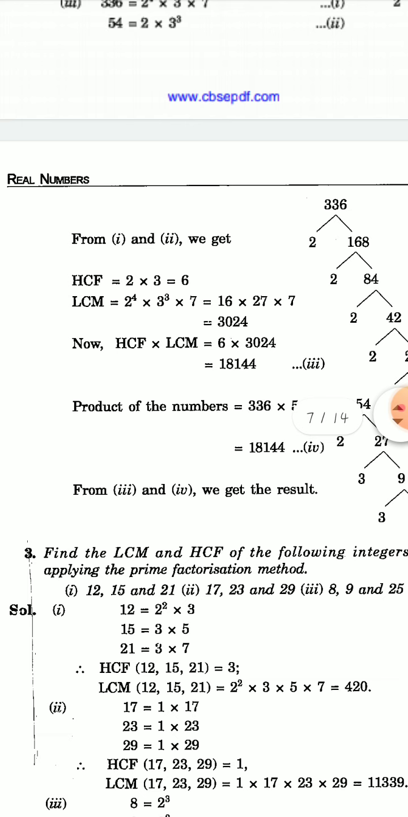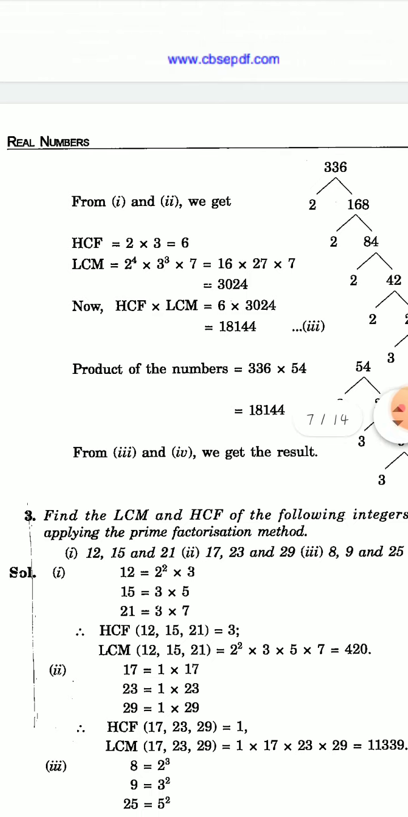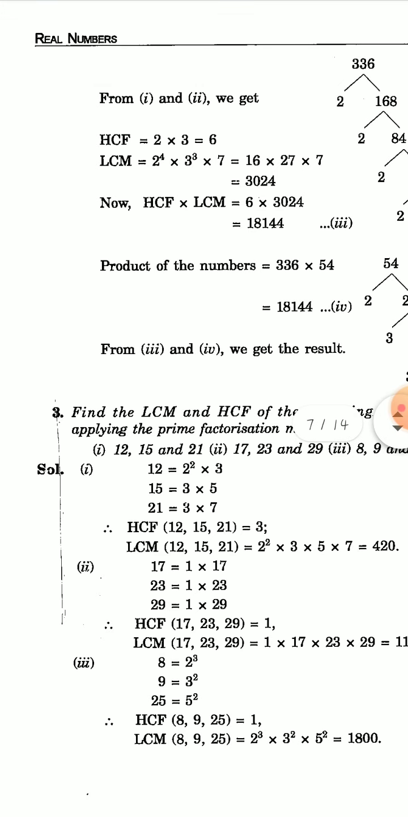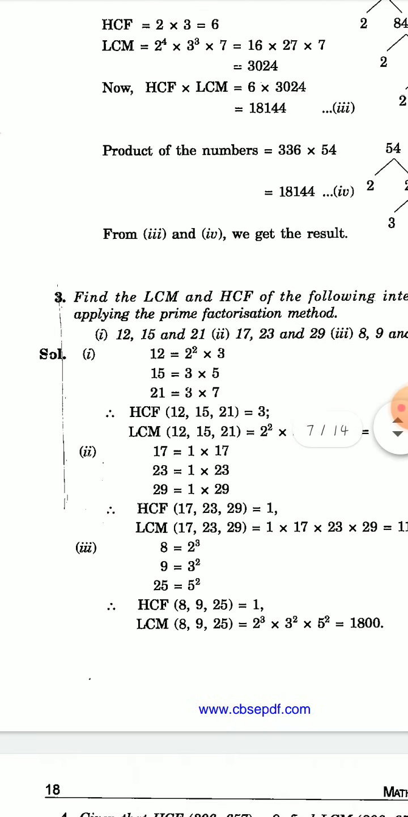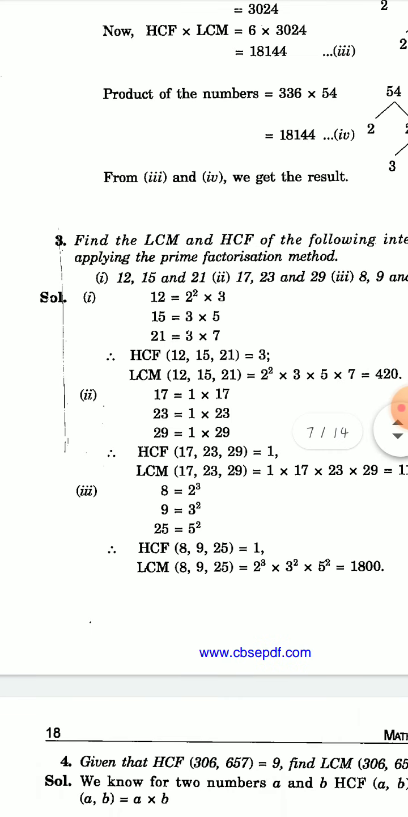Let me tell you, this property is true only for two numbers. It is not true for more than two numbers. Like in question number 3, we have 3 numbers. So this property will not be true here. In question number 3, we have to just find the HCF and the LCM. So we'll first find the prime factorization of the given numbers.